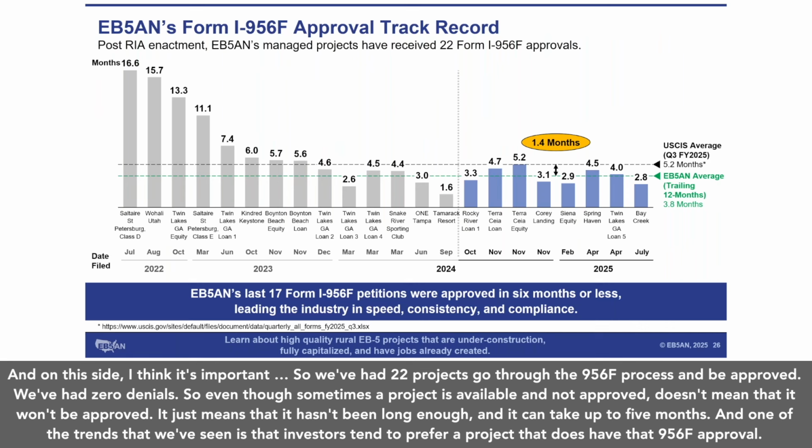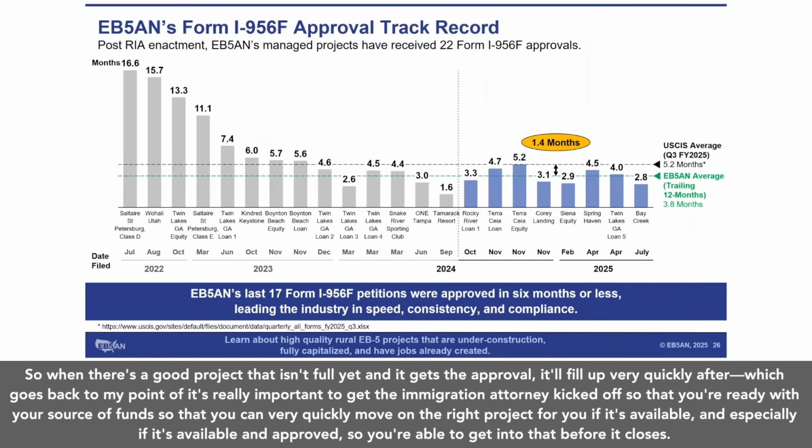One of the trends that we've seen is that investors tend to prefer a project that does have that 956F approval. So when there's a good project that isn't full yet and it gets the approval, it'll fill up very quickly after, which goes back to my point that it's really important to get the immigration attorney kicked off so that you're ready with your source of funds and can quickly move on the right project for you, especially if it's available and approved, so you're able to get into it before it closes.